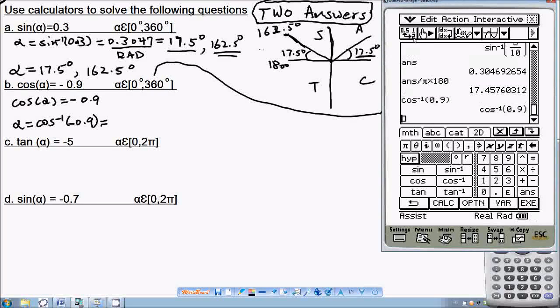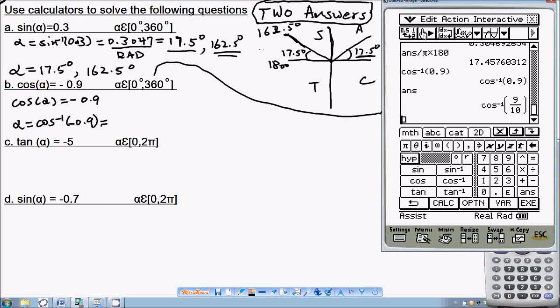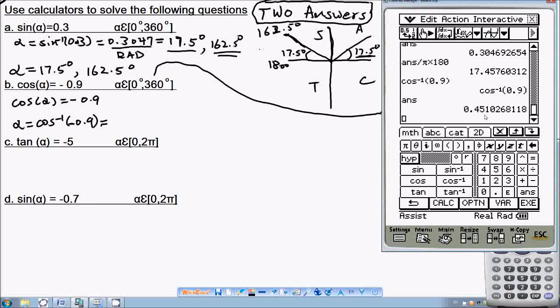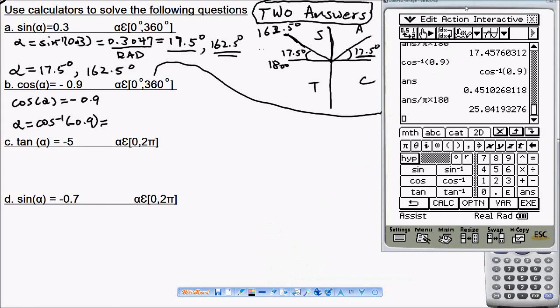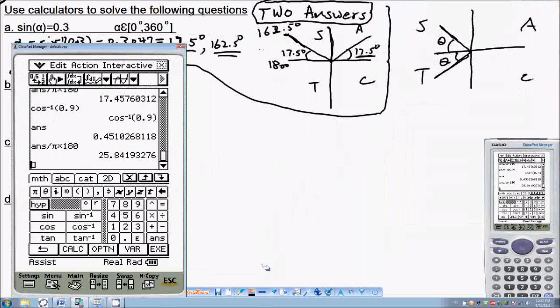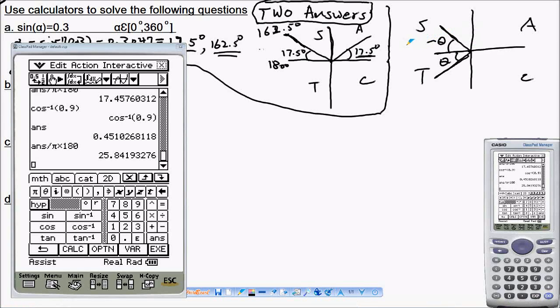Here we have 0.45 in radians, and I have to divide by pi and times 180 to find its degrees, which is 25.8 degrees. So theta here is 25.8 degrees.